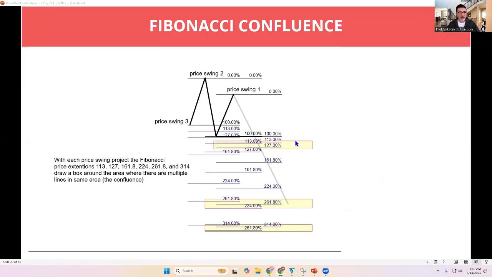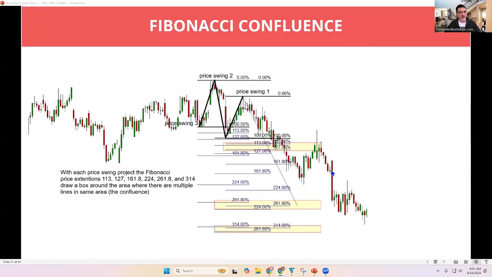Okay. Now here we had a price swing up to the upside, and then we saw multiple Fibonacci price extensions lining up in the same area. We would anticipate that there may be some unfilled orders there and price to bounce off of this level. Conversely, down below, we have a couple of lower areas where we have multiple Fibonacci price extensions also in the same general area.